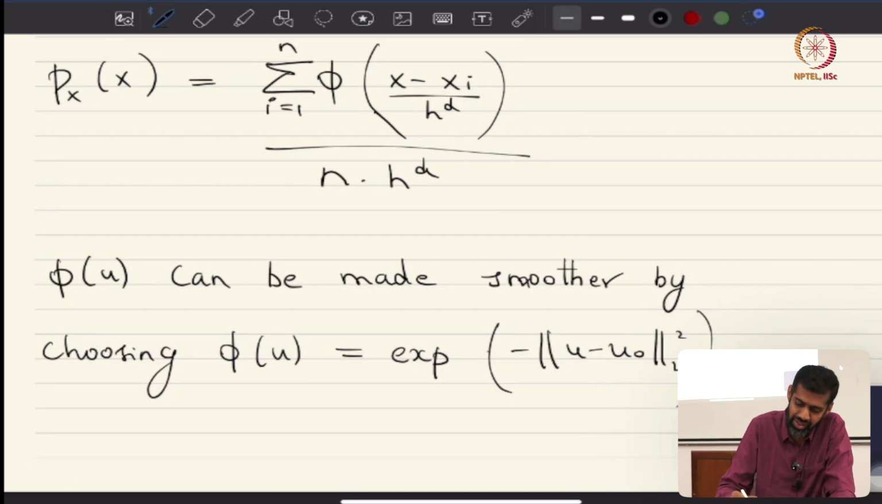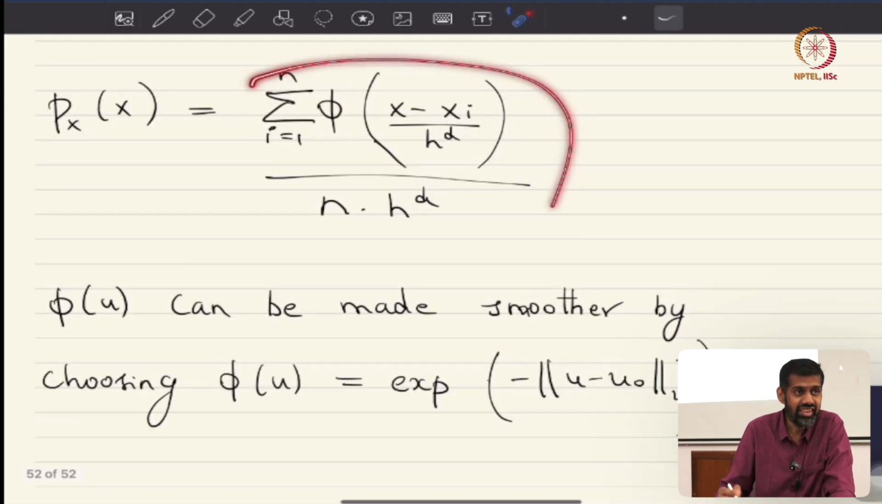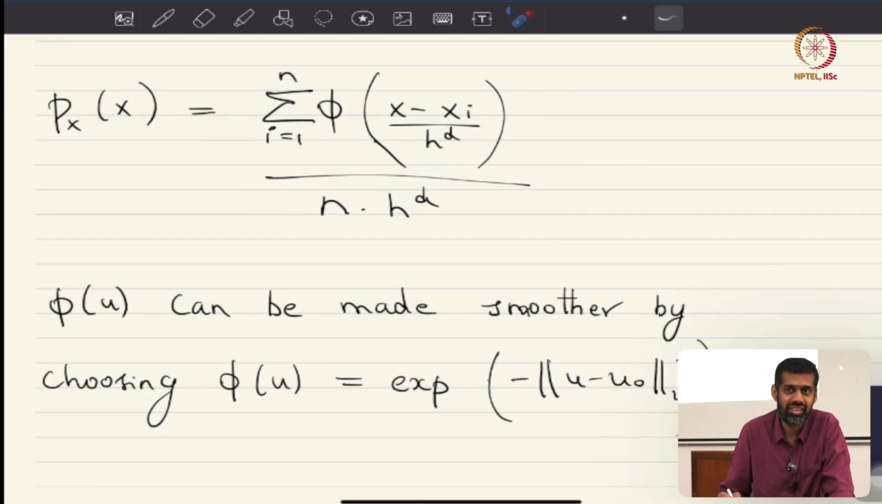Now, if you make your function phi to be this, does not it look like a GMM? What you are actually doing is the density at a point x is now being estimated as a linear combination of multiple Gaussian functions raised around each of your data points.